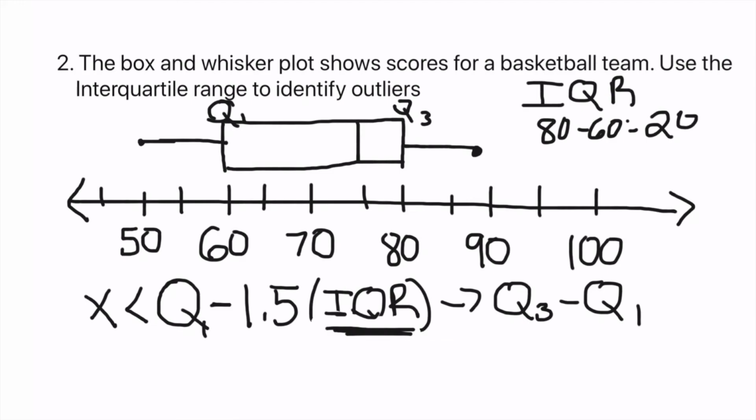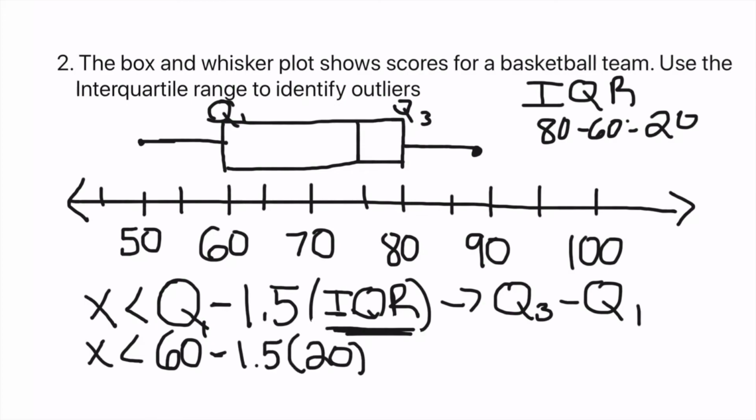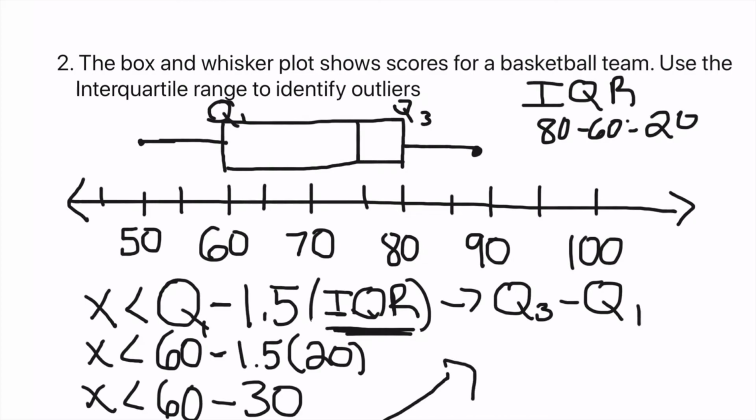So now let's go and plug in some of this information into our formula. So again, we have x is less than quartile 1, which we said is 60, minus 1.5 times our interquartile range, which we just said was 20. So we have x is less than 60 minus 1.5 times 20, which is going to give us 30. And then I'm going to move this up here just so it doesn't get cut off. So we have x is less than 60 minus 30, which is 30.